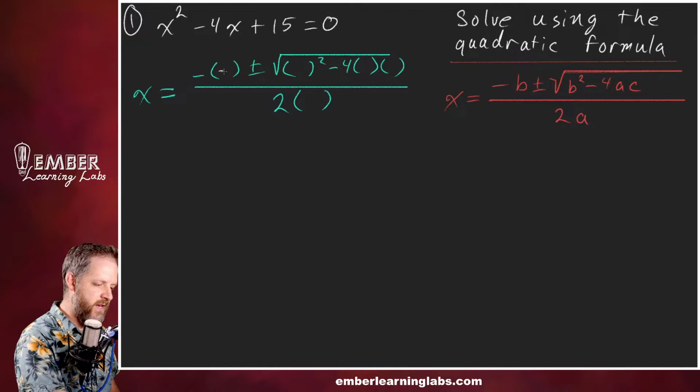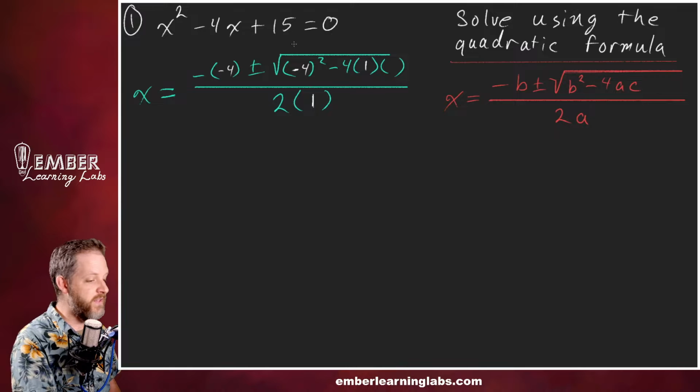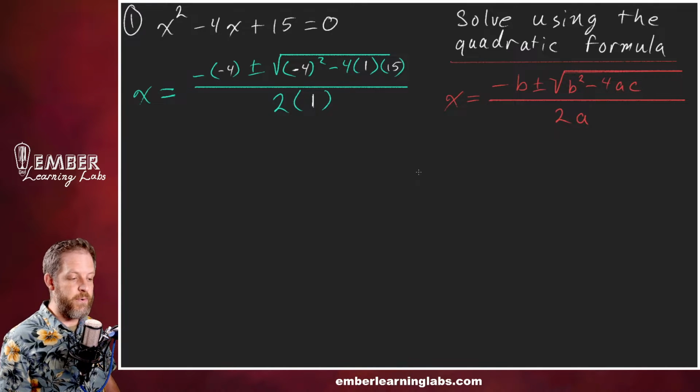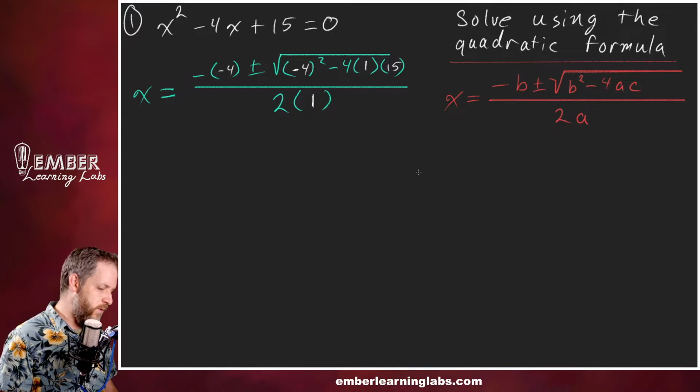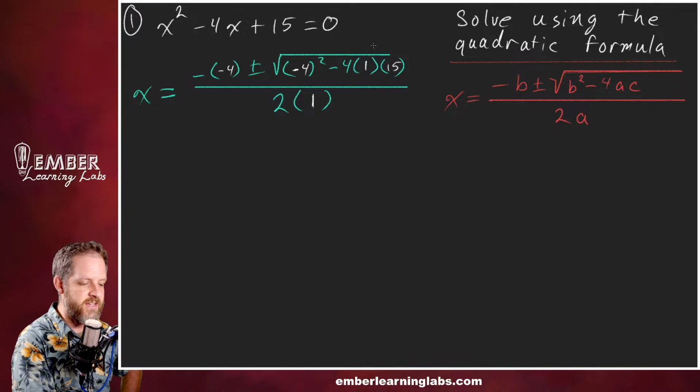So b is negative 4. So negative 4 right there and right there. A is 1, so plug in the 1 where all the a's are, and then c is 15 in this case. And then we just order of operations our way down, right? So in this case, it's usually easiest to deal with inside of the square root first, and we can also clean up that mess if we have two negatives.